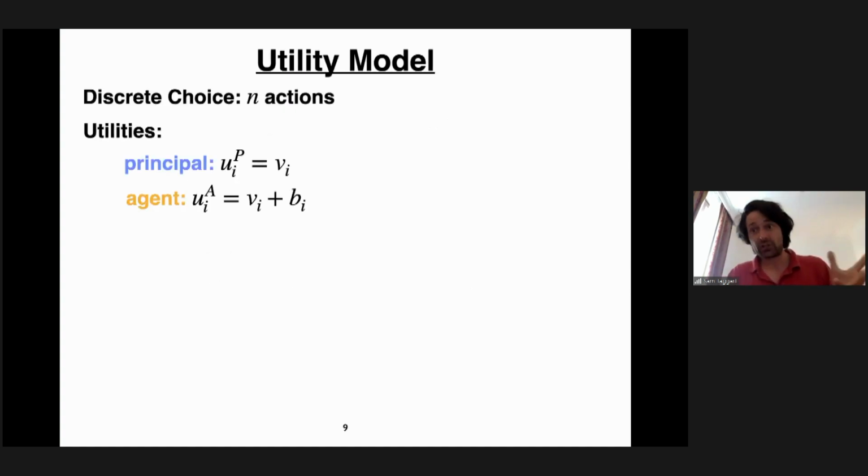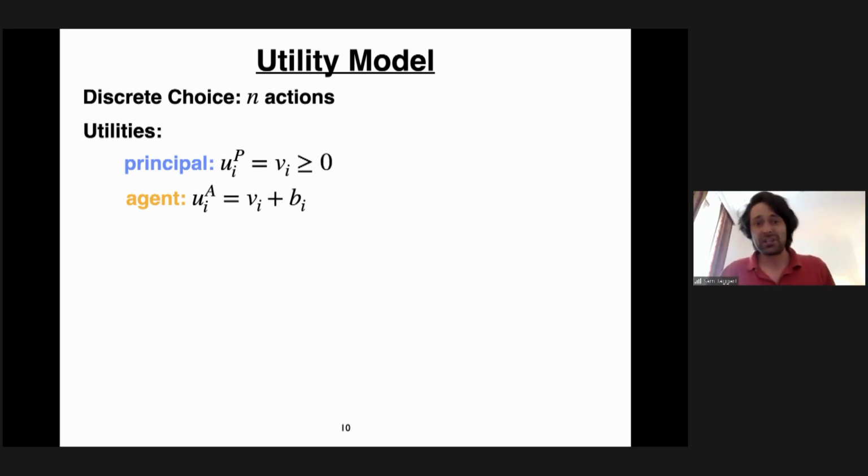We're thinking about discrete choice. So we have n actions that we have to choose from. Each action is going to have a utility for the principal and a utility for the agent. And I'm going to assume that utilities are of the following form. So the principal's utility for action i is going to be some number v_i. And the agent's utility is going to be v_i plus some bias term, which I'll say is b_i. So v_i represents the part of the utilities that are aligned. b_i represents the part of the utilities that are misaligned. So this gets to one of the questions that was asked after Shaddin's talk.